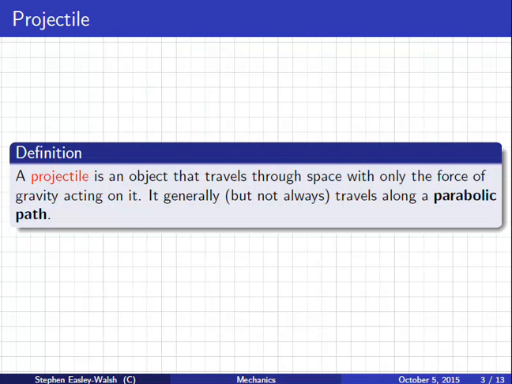So a projectile is an object that travels through space with only one force on it, the force of gravity. And the path it takes in space is what's called parabolic. So the shape will look like this. It'll kind of move in this hill shape. But you know this, if I throw something to you, it will move like a hill shape in the air.